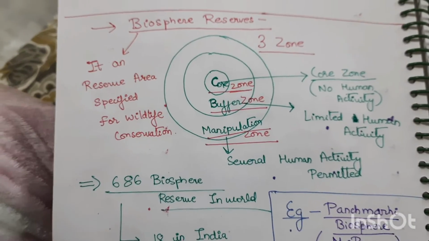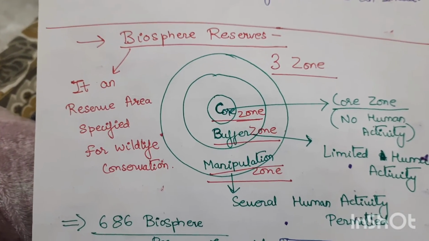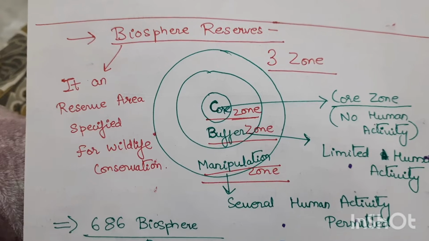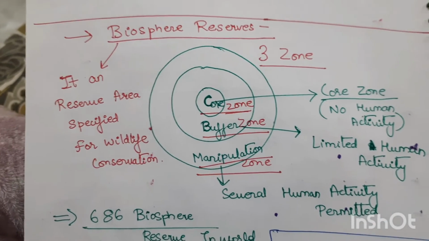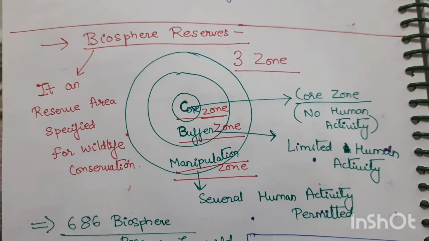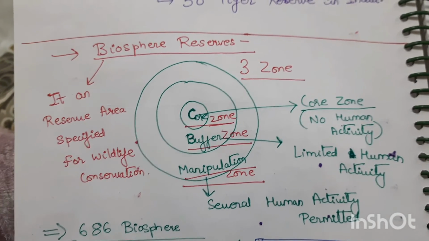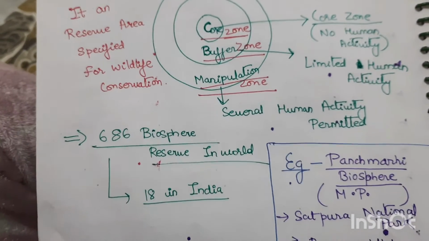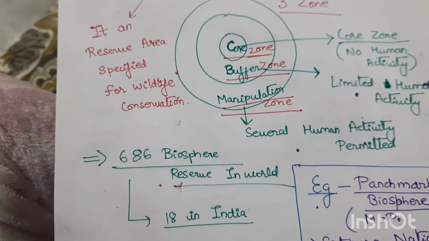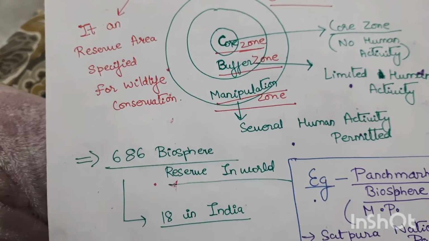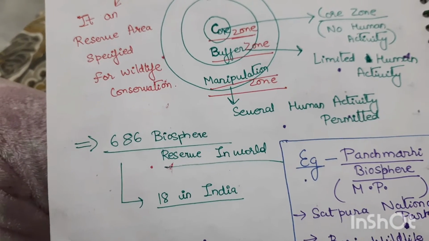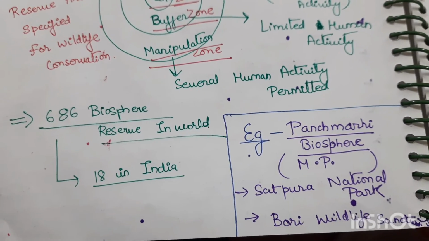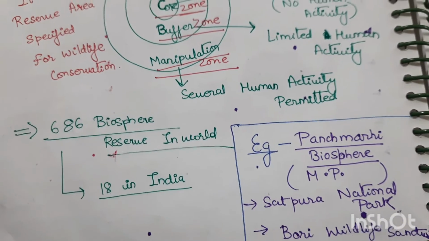Now, what is a Biosphere Reserve? A Biosphere Reserve is a reserved area specified for wildlife conservation. There are three zones: the core, the buffer, and the manipulation zone. The core zone is where no human activity is allowed. The buffer zone is where limited human activities are allowed, and the manipulation zone is where several human activities are permitted. Next, the Biosphere Reserves in the world number 686, and there are 18 Biosphere Reserves in India. Examples of Biosphere Reserve are Panchmarhi Biosphere in MP, Satpura National Park, and Bori Wildlife Sanctuary.